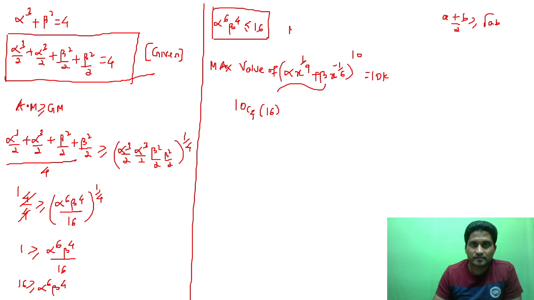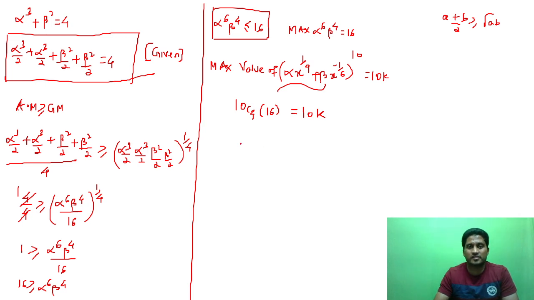Max of alpha power 6 beta to the power of 4 is equal to 16. So 16 is equal to 10k. From here I should get the value of k. Understand? So 10c4 will be 210. If you simplify, 10c4 is 210 into 16 is equal to 10k.